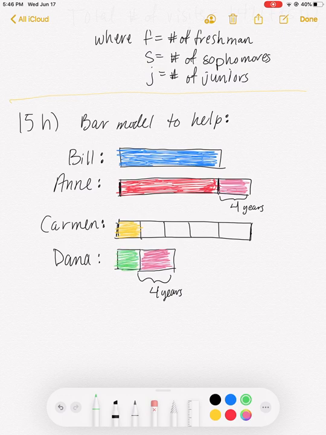All right. Now, if Bill is B years old, then how old is Dana? So we know that this is B. Let's take a look at what we have here. Let's check each one by level. The connection from Bill to Dana goes through Anne and Carmen. So Bill is B years old. Anne is 4 years older than that, so B plus 4 years. That's how old Anne is.